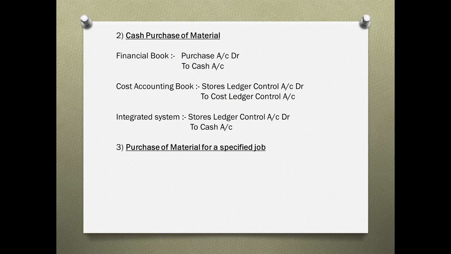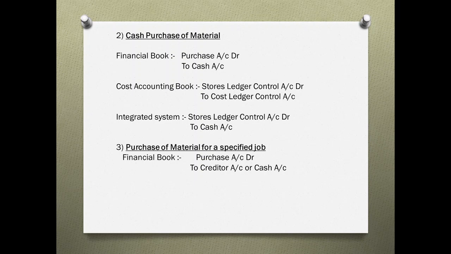So material has been purchased. Entry: purchase account debit to cash. It could be on cash, it could be on credit, so to creditor can also come. Purchase account debit to creditor account or to cash account. This is my financial book. But the cost book is very specific. There we record the transaction very specifically. Here you are purchasing material, but for what? It is for a specified job.